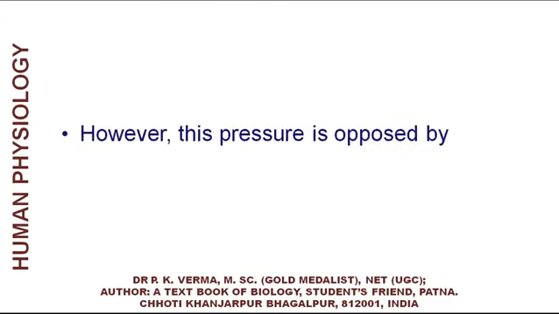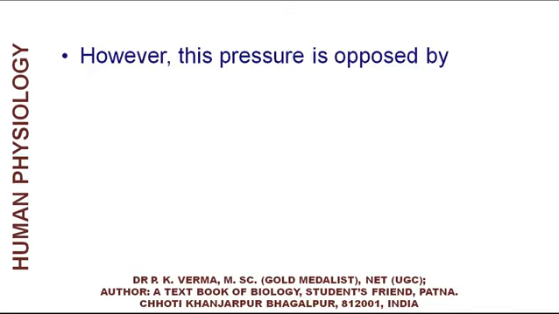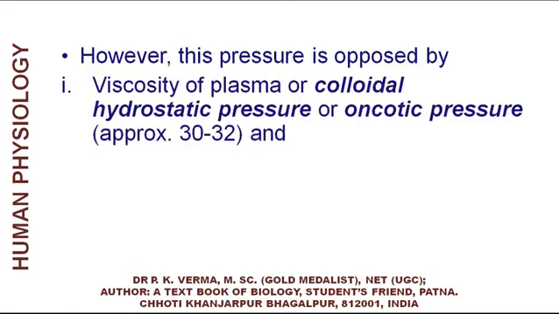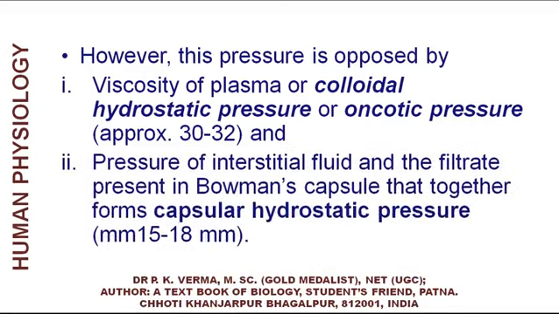However, this pressure is opposed by two major forces. The first one is the viscosity of plasma or colloidal hydrostatic pressure or oncotic pressure. It is approximately 30 to 32 millimeter. And another is the pressure of interstitial fluid and the filtrate present in Bowman's capsule that together forms capsular hydrostatic pressure, around 15 to 18 millimeter.